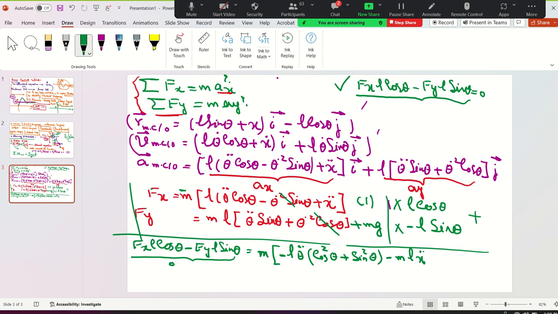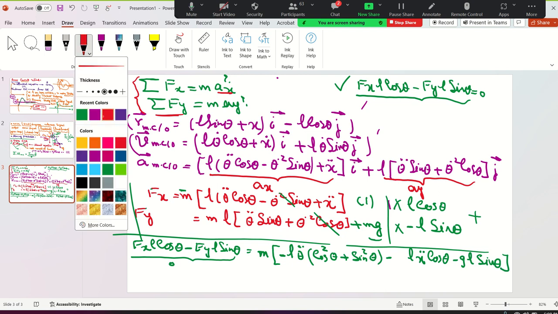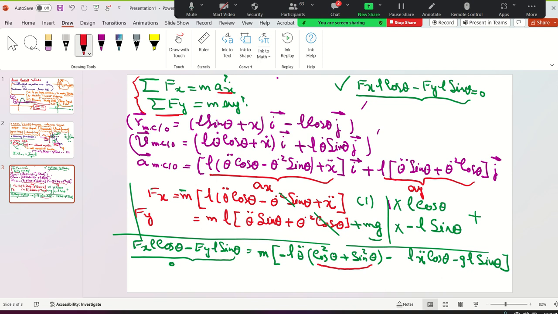And the last term from the first line is minus M L x double dot cosine theta. And from the second line, M is already factored out, guys. From the second line the remaining term is only minus G L sine theta. Bingo. But from high school, you learned that sine square plus cosine square is how much? 1. And I say bye bye to M because here is 0. So you get this.